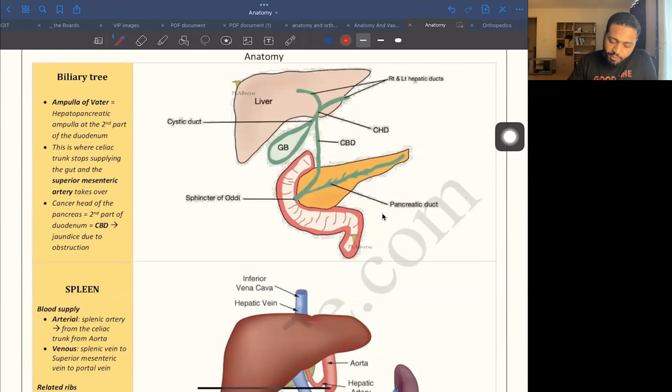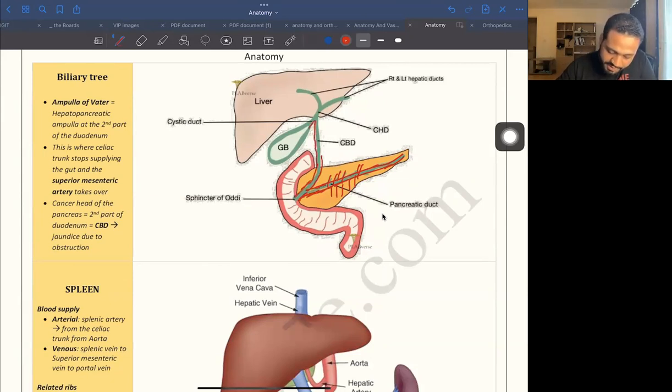Again, we have here the biliary tree and how it forms. So number one, we're going to start with the pancreatic duct, which has multiple drainages in the pancreas right there. Then the pancreatic duct goes to the ampulla of Vater and then goes to the common bile duct as well. They join together all the way up.